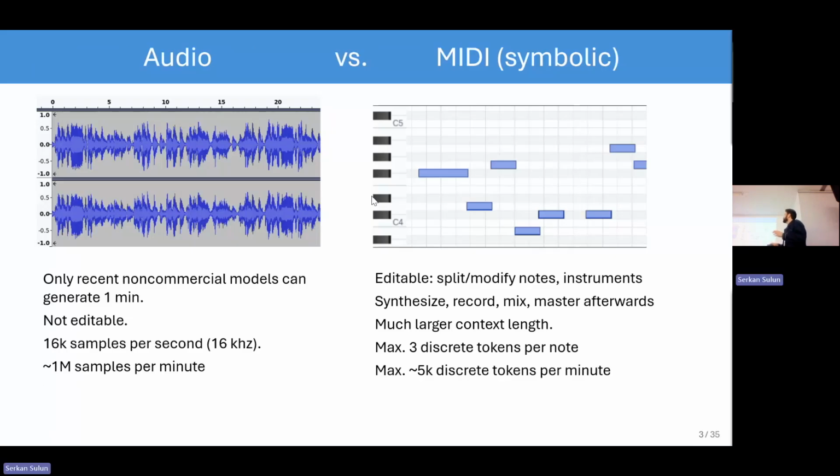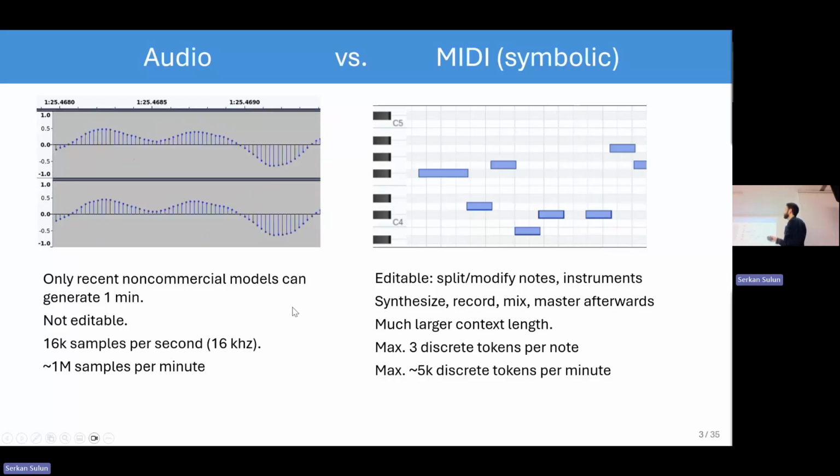Before we begin, let's talk about the two different music formats: audio and MIDI. With audio, as you can see on the left-hand side, you have this waveform, but when you zoom into it, you see samples at each millisecond and even shorter than that. So when you look into the audio, you have 1 million samples per minute at 16 kilohertz. This is a lot of data for just 1 minute, so it's very difficult to model using neural networks.